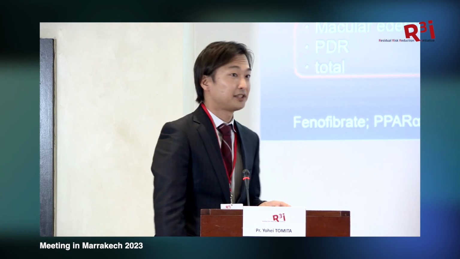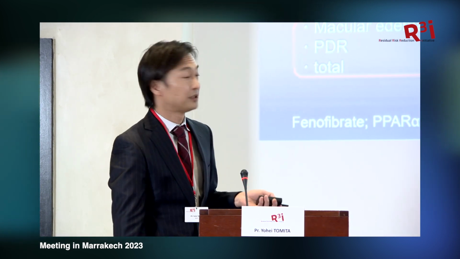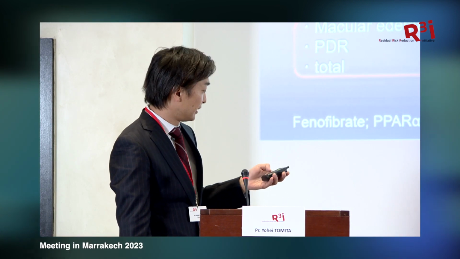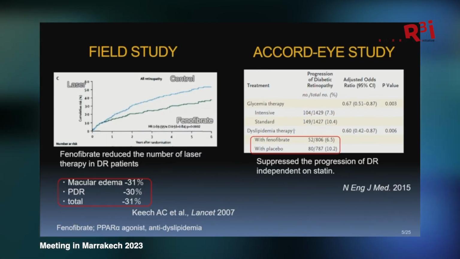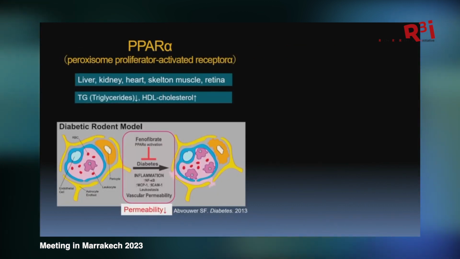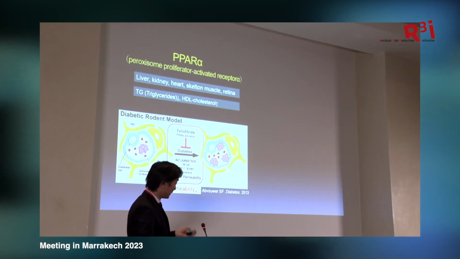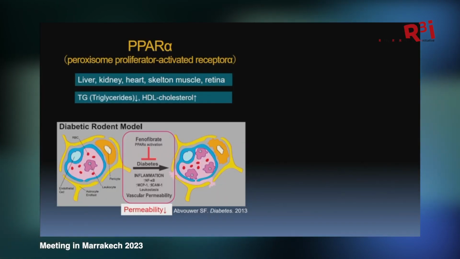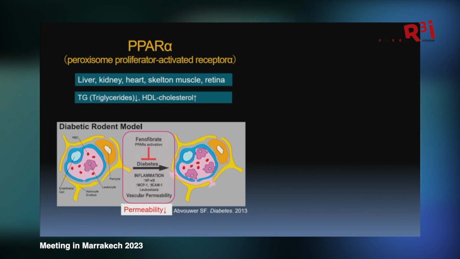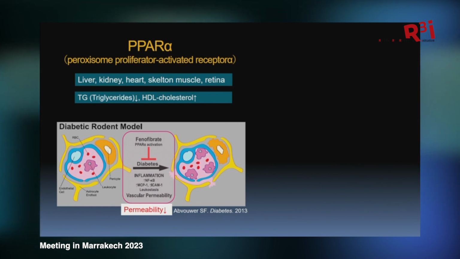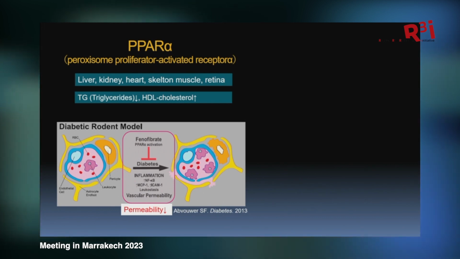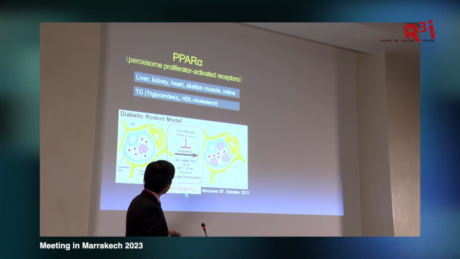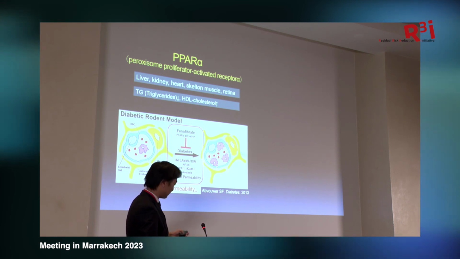As you know, the large clinical trials, FIELD and ACCORD, have shown that fenofibrate reduced the number of laser therapies in DR patients and suppressed the progression of DR independent of lipid lowering. So it is approved as a therapeutic preventive drug in Australia. Fenofibrate activates PPAR alpha. It is expressed in the liver, kidney, and other tissues, including the retina. And it decreases triglyceride and increases HDL cholesterol.